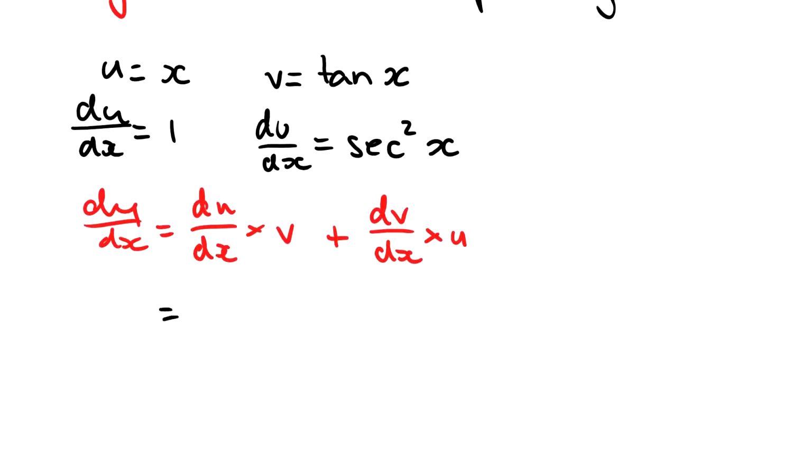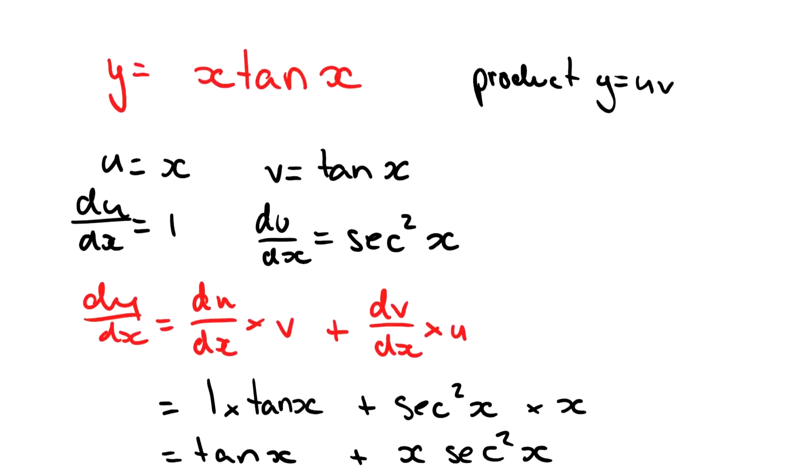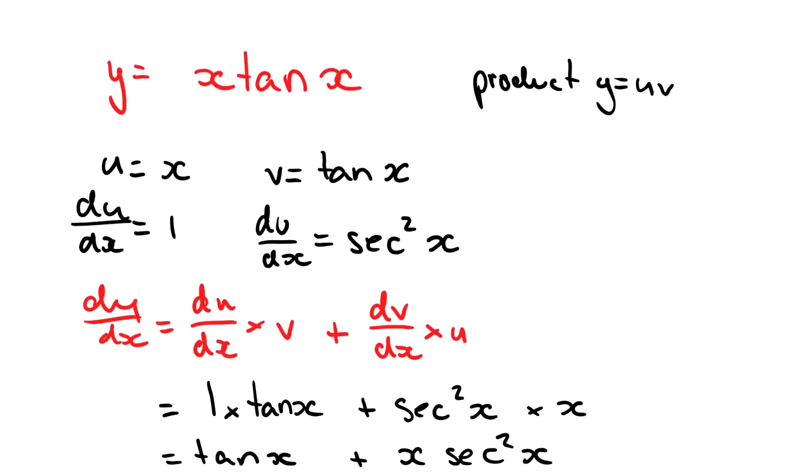So we get 1 multiplied by tan x plus our dv dx, our sec squared x times x. So this becomes tan x, and over here we get x sec squared x. So just remember, if you have another x out the front, in the past ones we only had a constant, so you didn't have to worry about it, whereas this time we have an x, therefore you are going to be using the product rule.